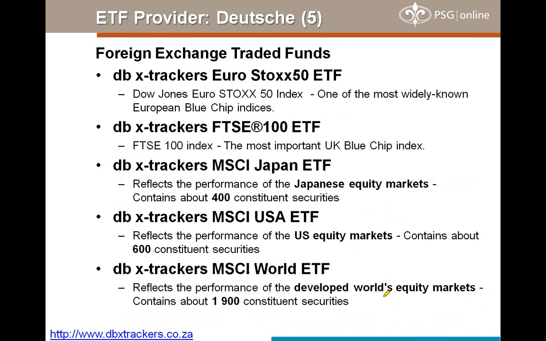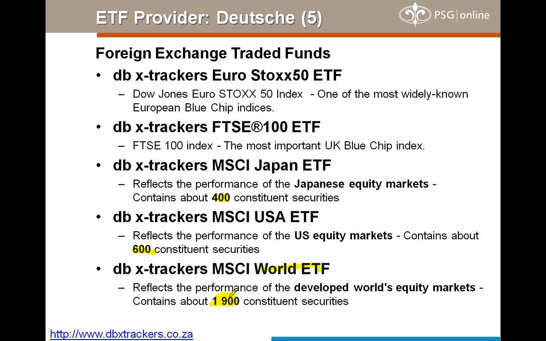Okay, Deutsche Bank's. This is where we talk about our offshore funds, and again, you can go to Deutsche Bank's website to understand more about these things. So it's a nice way to start having exposure offshore, rather. You're not taking your money offshore because it's still rand based. So you can have exposure to the top 50 European stocks, the UK market through the FTSE 100, Japan. You're talking about 400 shares in Japan, on US markets about 600 shares. Alternatively, you can also go for the world ETF. Now you have exposure to 1,900 shares worldwide.